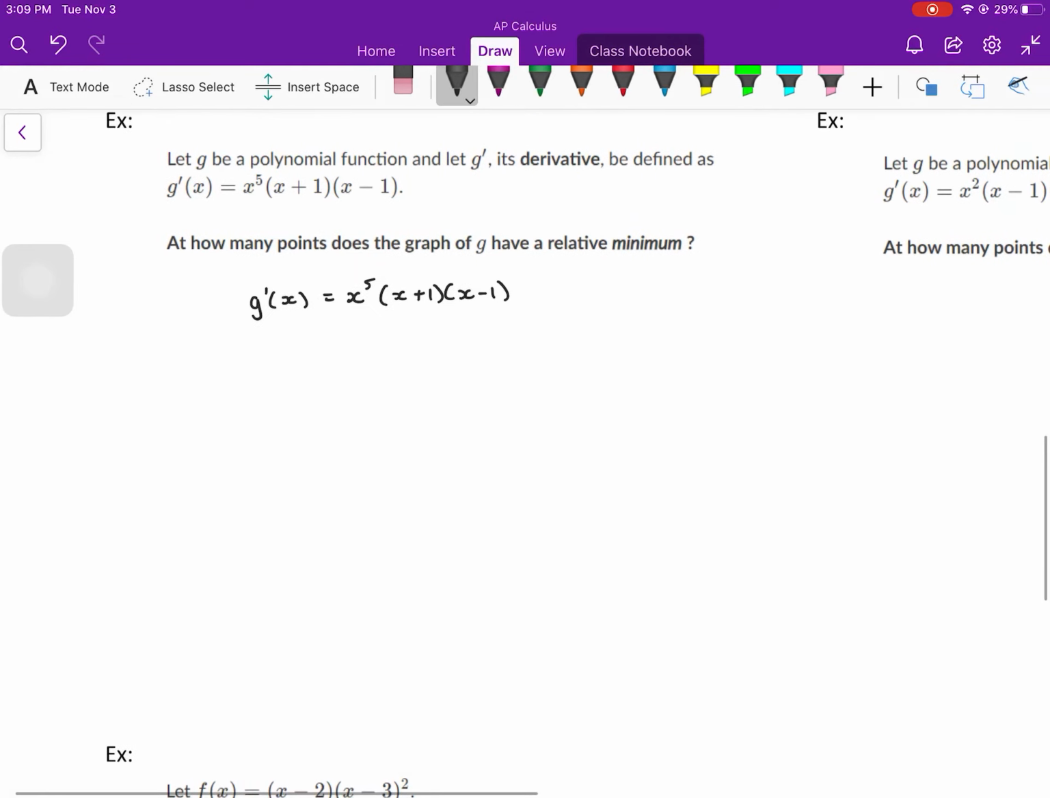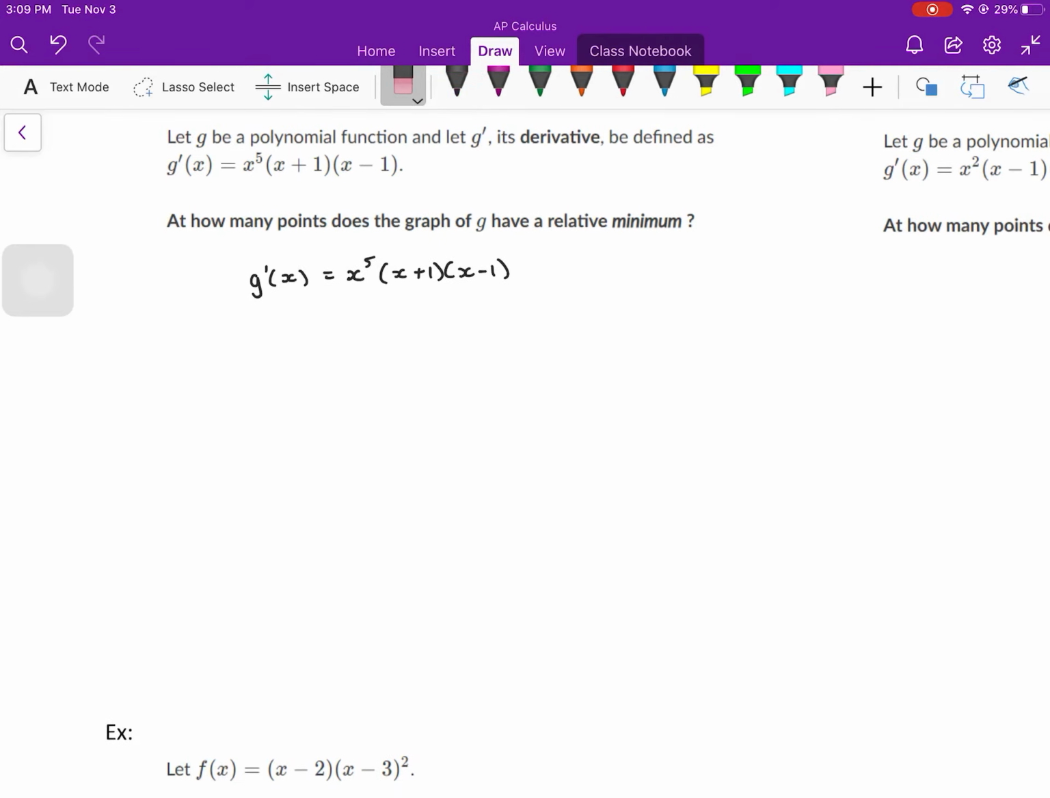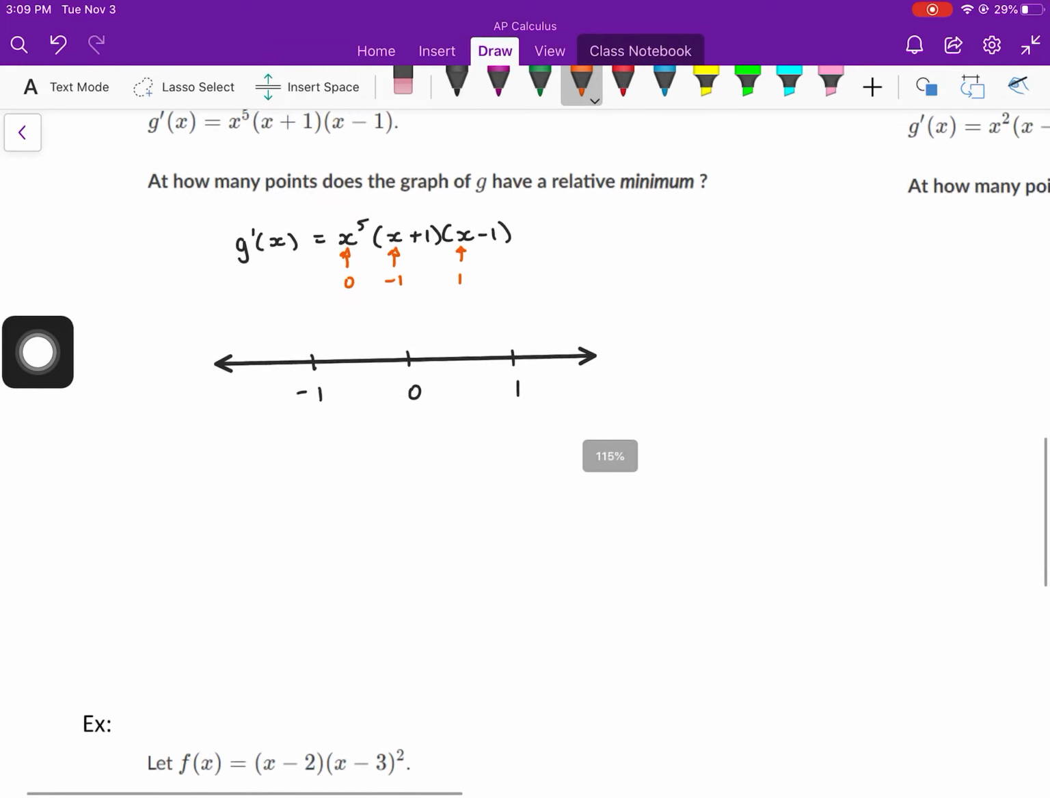So g prime of x is x to the fifth times x plus 1 times x minus 1. So I'm going to start with our number line, and our zeros are -1, 0, and 1. So where did I get those from? This, your x is 0. If you ever have an x out in the front, it's 0. Here's -1. Here's +1. Really, I just wanted to go over that 0. That's usually where people get a little confused.